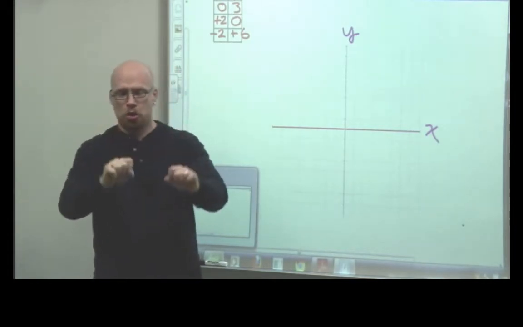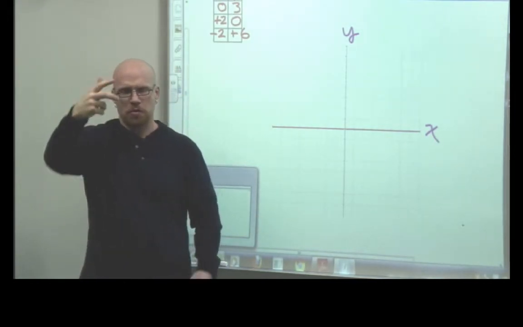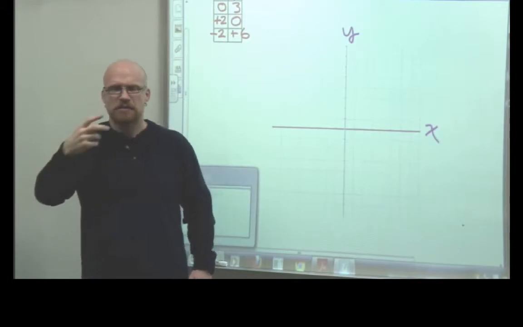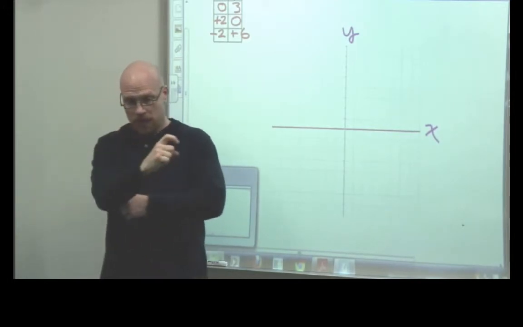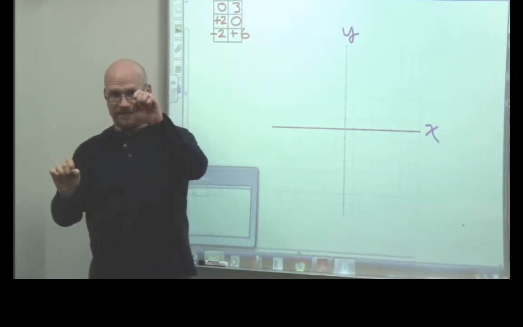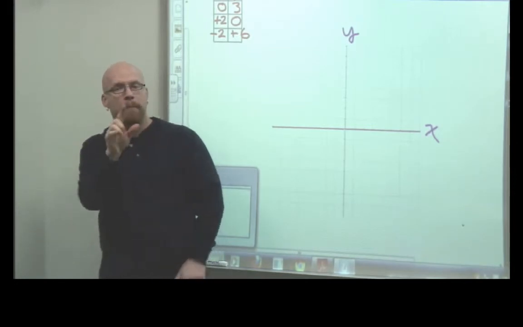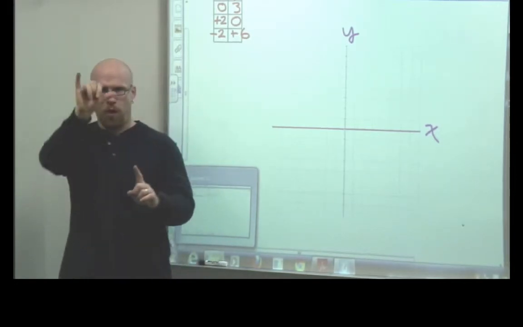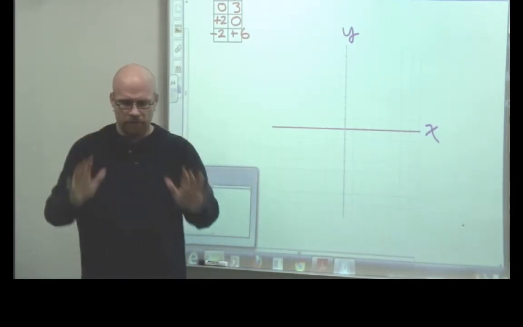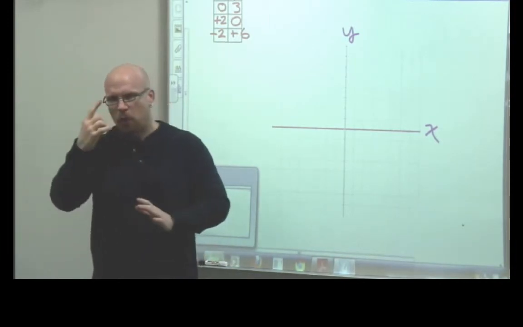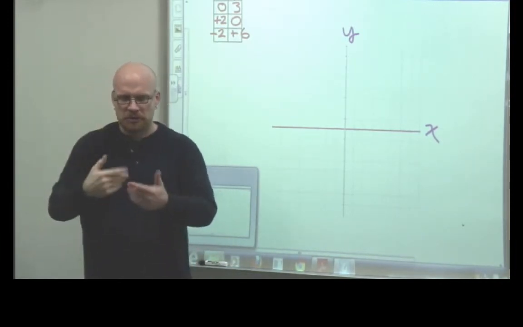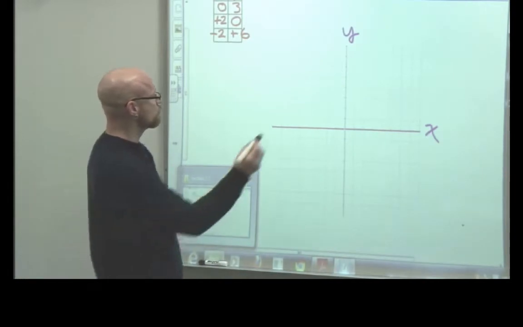Now, as we consider our scale, we can go up by 1, 1, 2, 3, 1, 2, 3. We can count by 2s, 2, 4, and 6. Now understand that your y scale and x scale don't have to be the same scale. You have to keep them uniform within each axis. I'm going to pick the boring scales and count up by 1 on both sides.